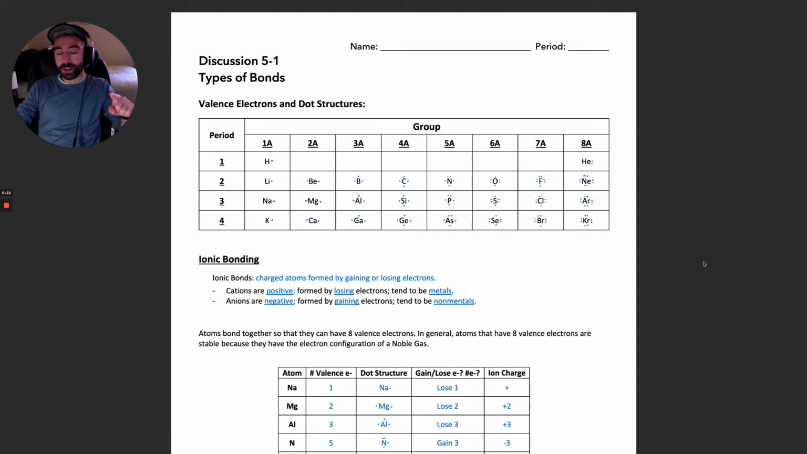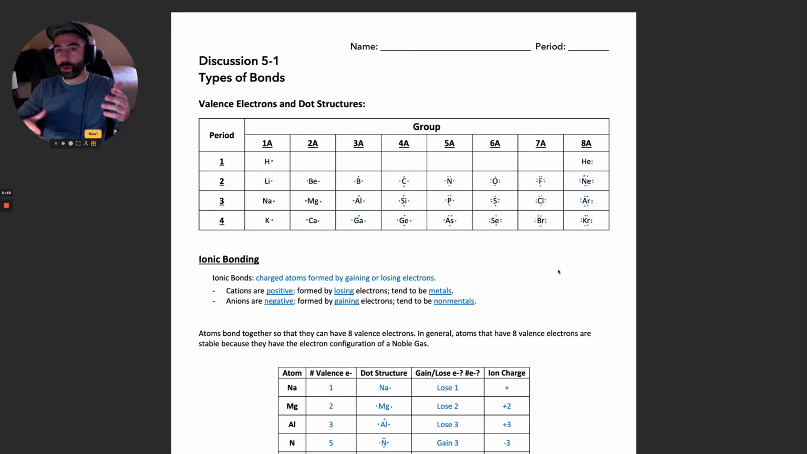The first thing that I want to actually talk about is dot structures. There's a little chart here that is a condensed version of the periodic table. You'll notice we have groups 1A and 2A, and then we skip to 3A. So we cut out all the transition metals, and we're only showing the first four periods. So periods 5, 6, and 7 aren't there, but it's enough to get the point across.